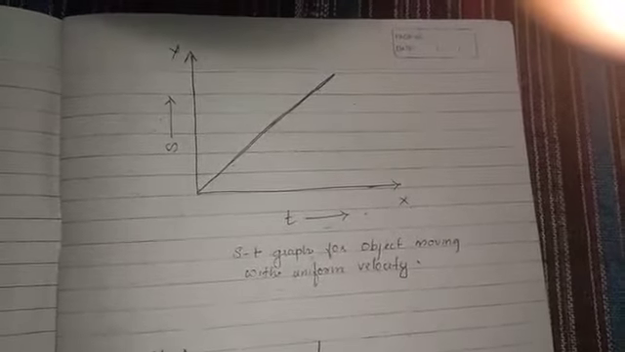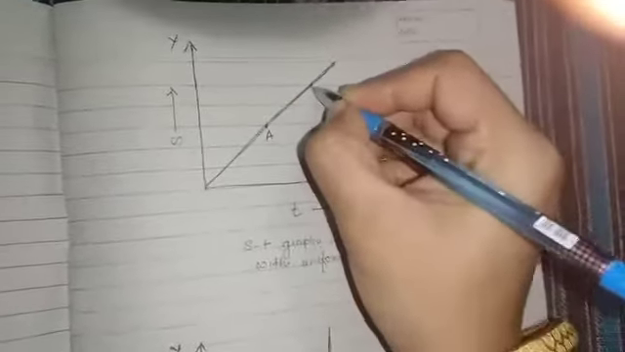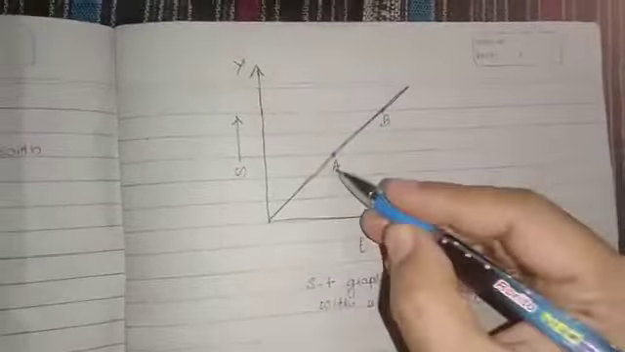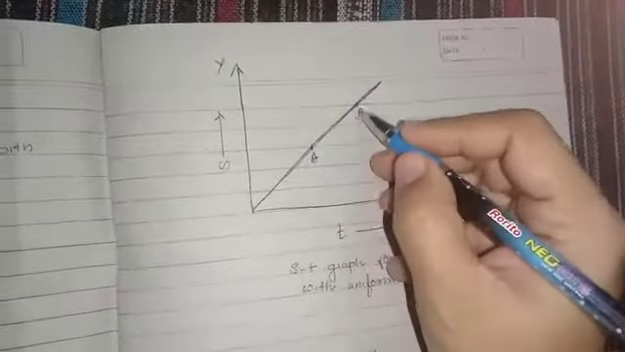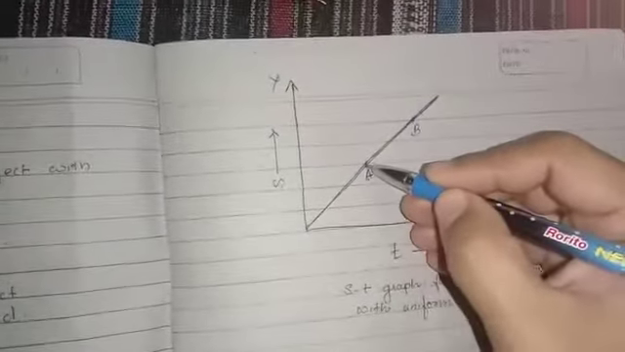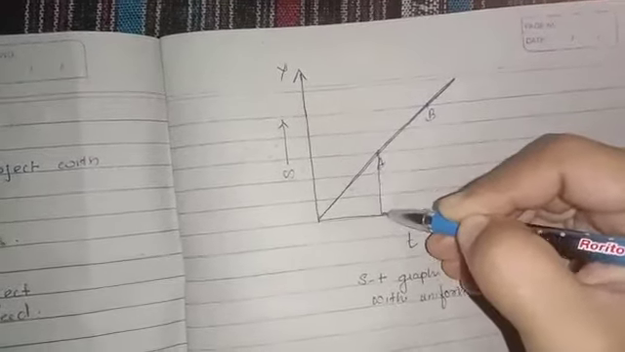Okay, as we said, we can use this distance-time graph to determine the speed of an object. For doing that, first we will consider a small portion AB. Suppose these are two positions, A and B. Then we have to find the speed of the object between the positions A and B. For that, first we will draw a perpendicular from A towards what?